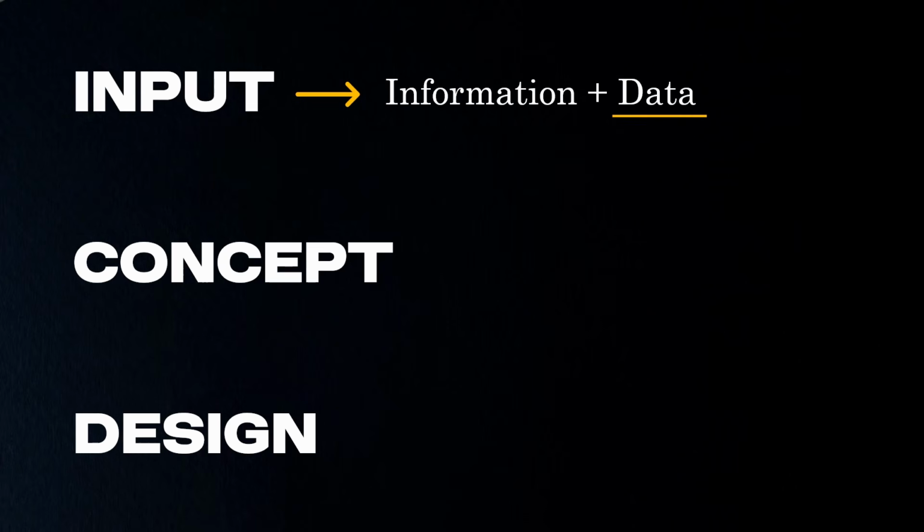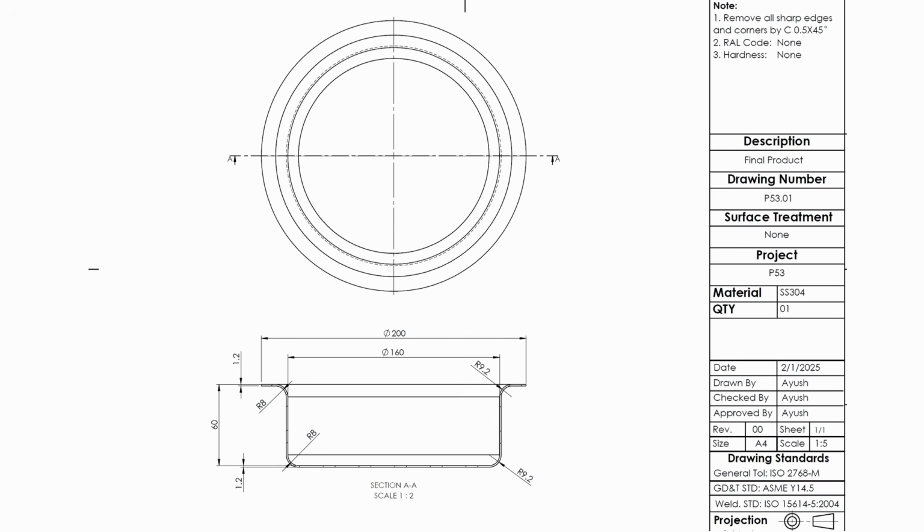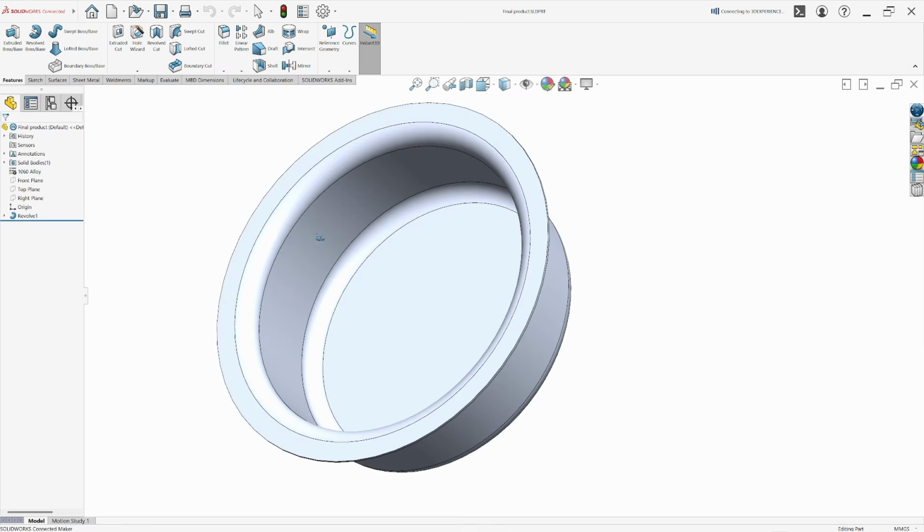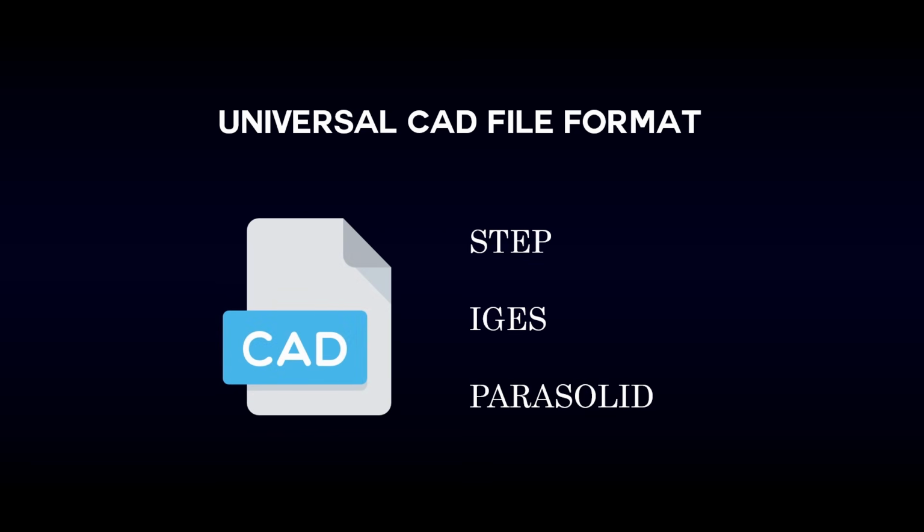And the data we need to design the drawing tool is the final product design, or its drawing. In this case, we have both the 2D drawings and the 3D model of the container, the final product. Now, here is an important point about input data. First, always try to get CAD data in a universal format like STEP, IGS or Parasolid. This way you can open the file in any CAD software. Also, the version doesn't matter.